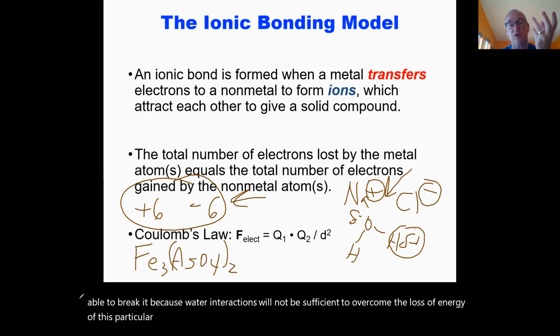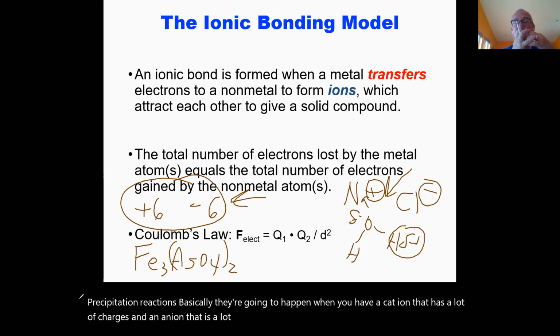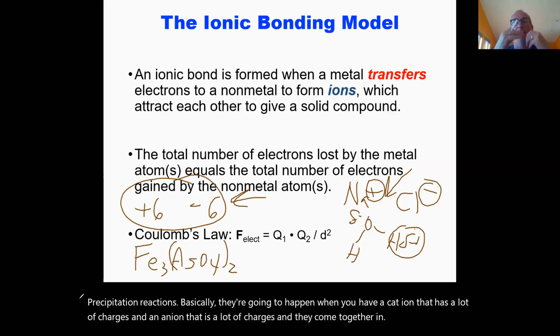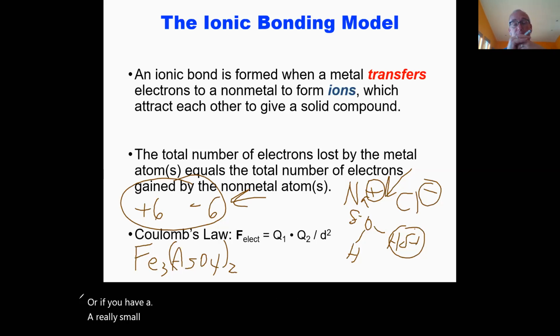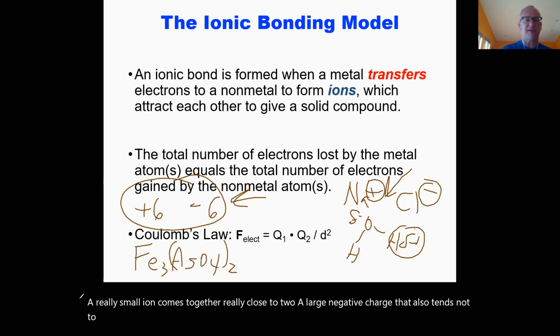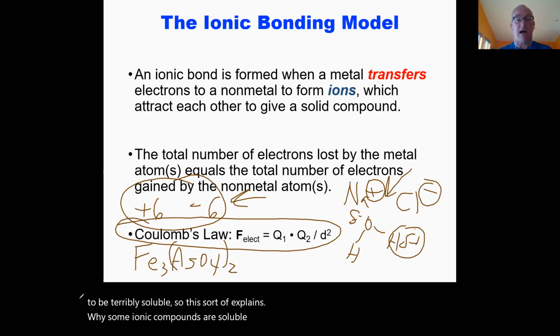And so when you're looking at precipitation reactions, basically they're going to happen when you have a cation that has a lot of charges and an anion that has a lot of charges, and they come together and precipitate. Or if you have a really small ion comes together really close to a large negative charge, that also tends not to be terribly soluble. So this sort of explains why some ionic compounds are soluble and some ionic compounds are not.